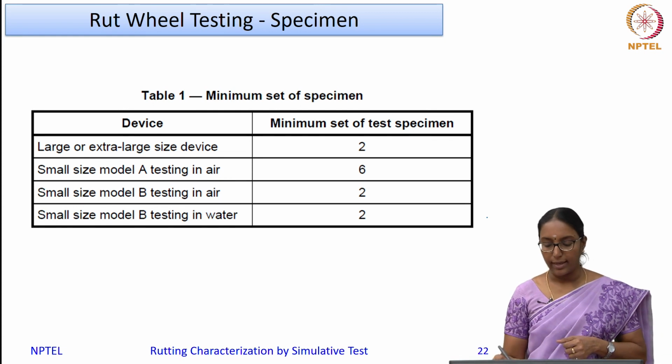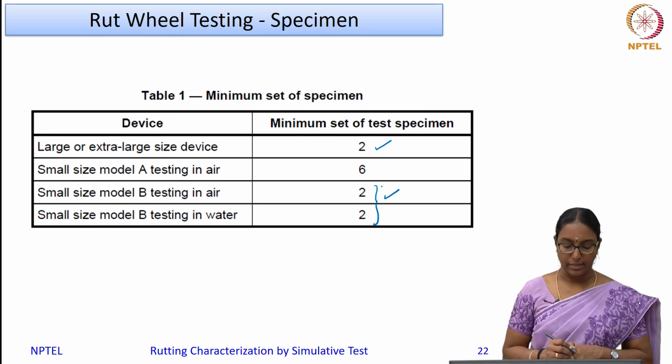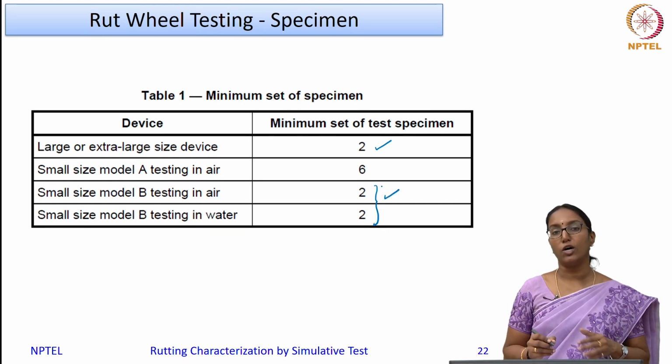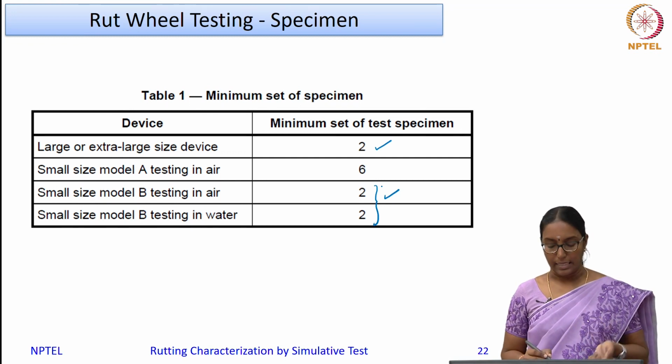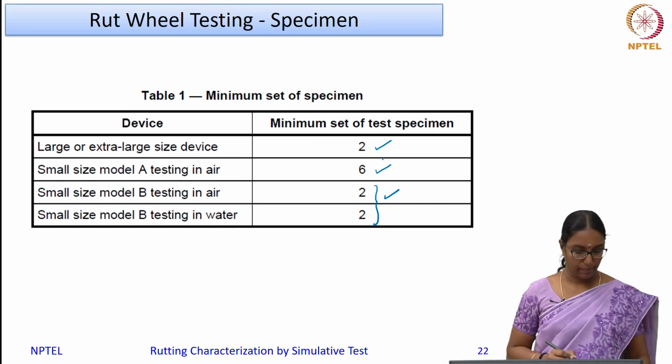In the case of the extra large size device and the large size device, you need at least 2 specimens to check the repeatability, whereas in the case of the small size device of type A in air, it requires at least 6 specimens to be used.